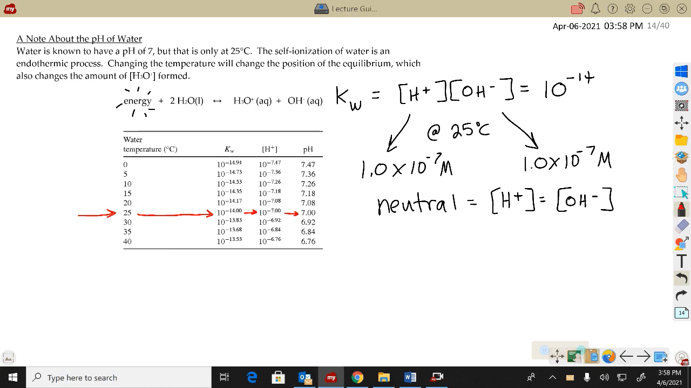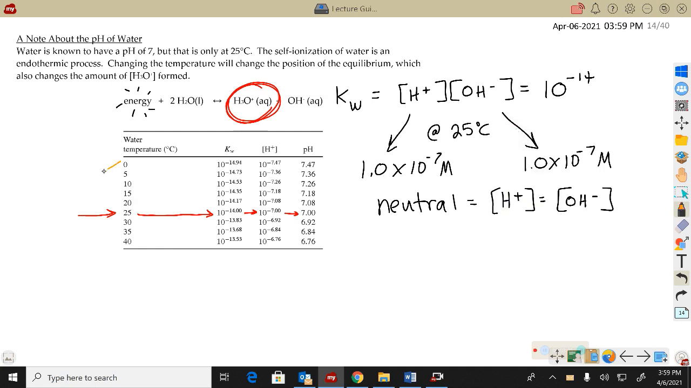But the pH of water is temperature dependent. pH is the opposite log of the hydrogen concentration. And if I'm shifting this thing more forward or more reverse, then I'm going to be changing the amount of hydrogen or hydronium in the solution. At a lower temperature, if I remove energy, this thing should be shifting in reverse to replace energy, right?